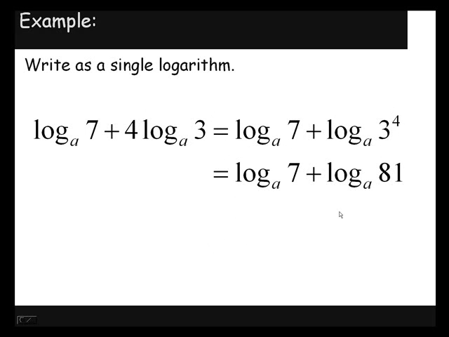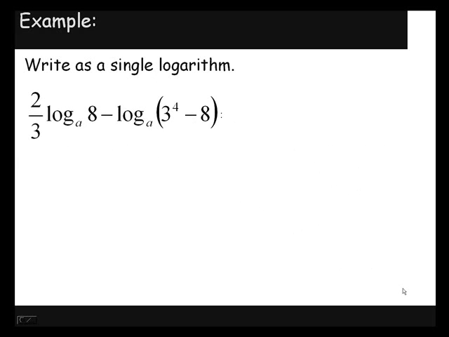3 to the 4th we can evaluate to 81. Remember, a sum is really a product. So this should be log base a of 7 times 81, which is 567. So here's my single logarithm. I went from 2 logs to 1 log base a of 567.